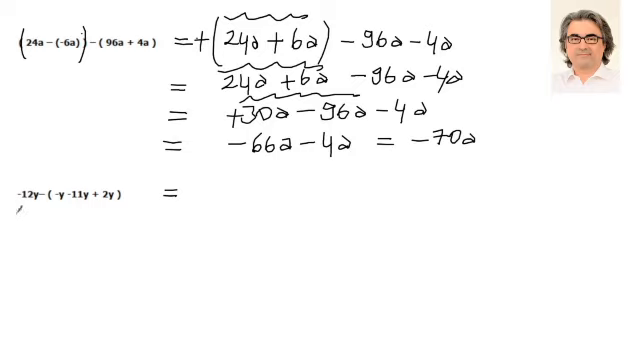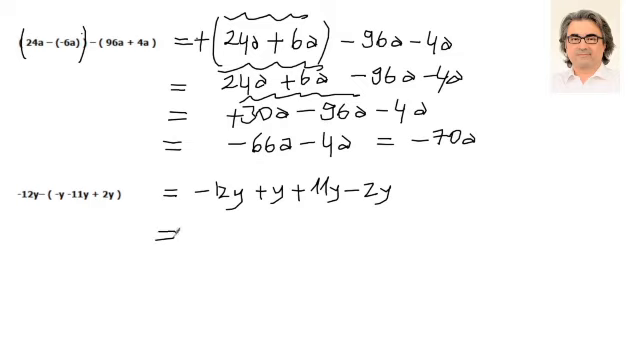The first term, as you see, is minus 12y. After that, I reach the parenthesis, and in front of the parenthesis, I have minus sign. So I should remove the parenthesis by changing the signs of each term in the parenthesis. I have in the parenthesis minus y, it will be plus y here. Minus 11y, plus 11y after removing the parenthesis. Plus 2y, it will be minus 2y after removing the parenthesis.